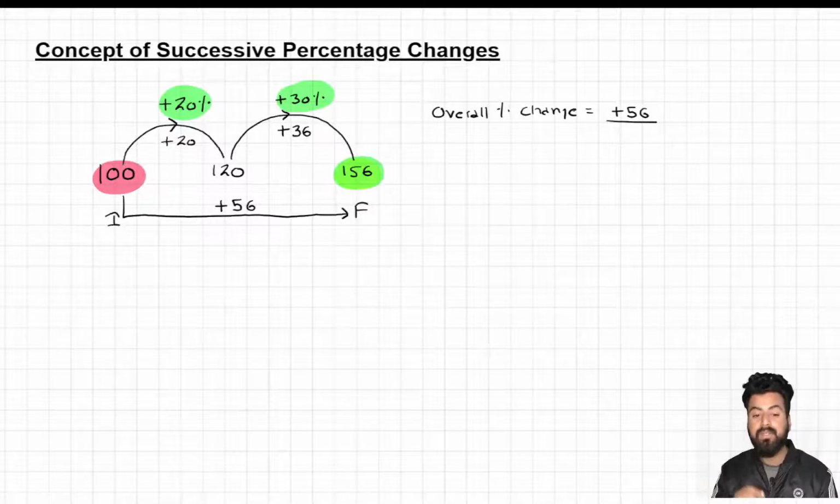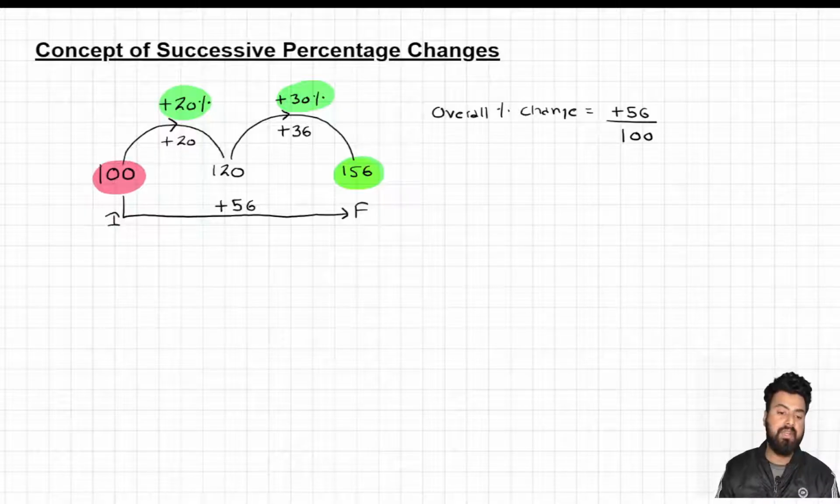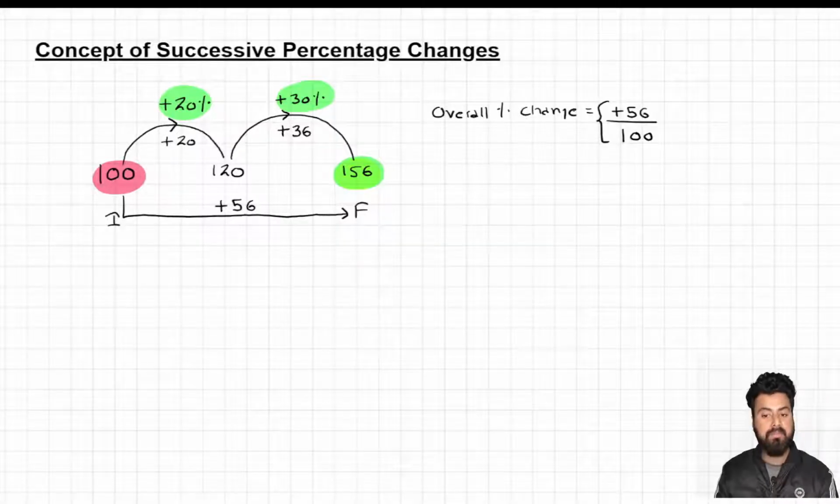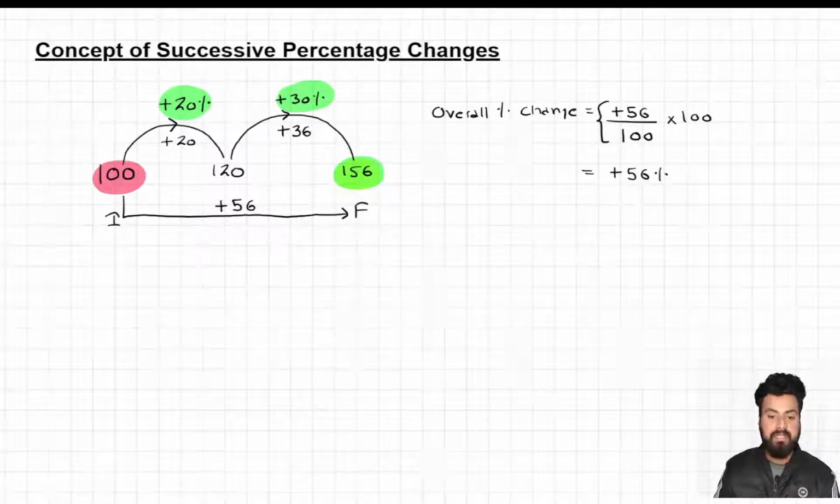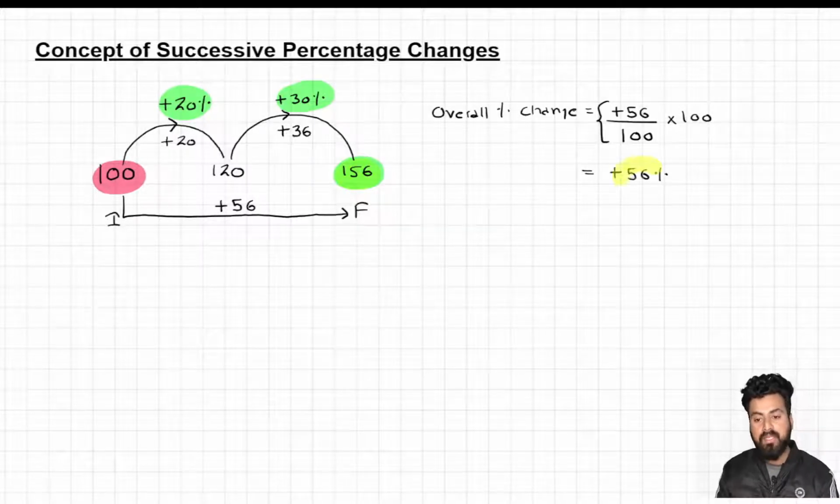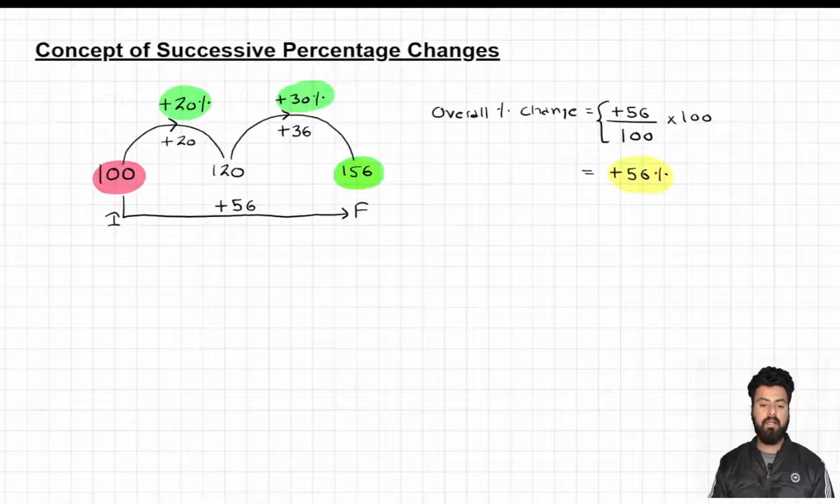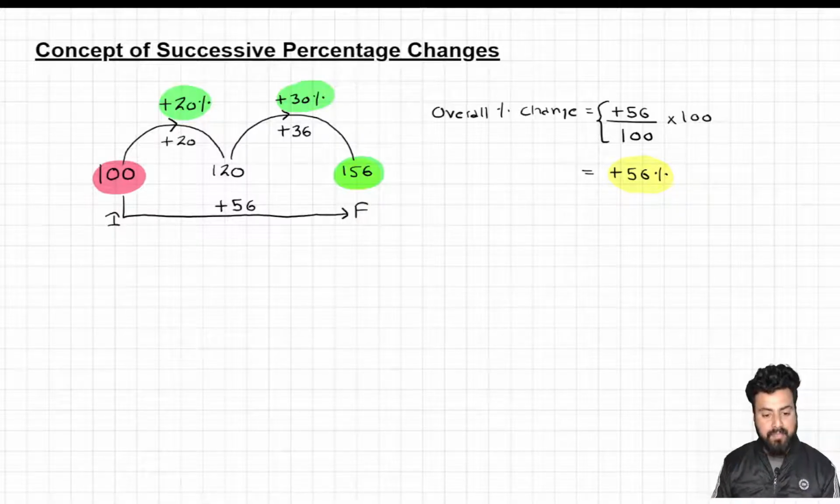Now please answer the second question. What number is increased by 56? You would say, sir, the initial value. Always the initial value. Then to convert this fraction into a percentage, we have learned to multiply the given fraction by 100. After doing the calculation, I get to know the overall percentage change in the number. It's 56%.